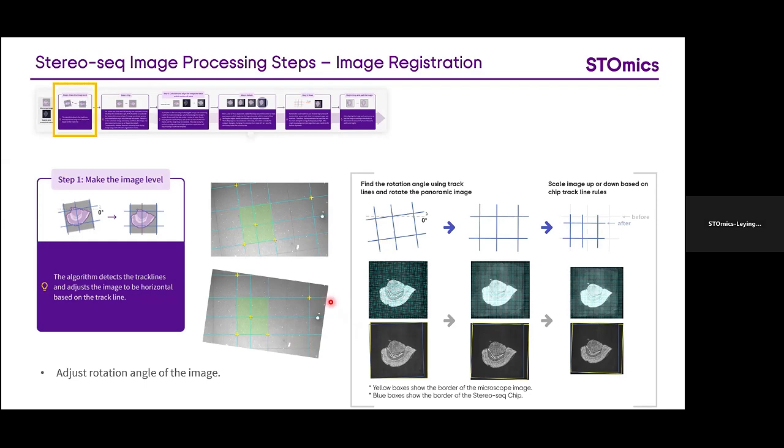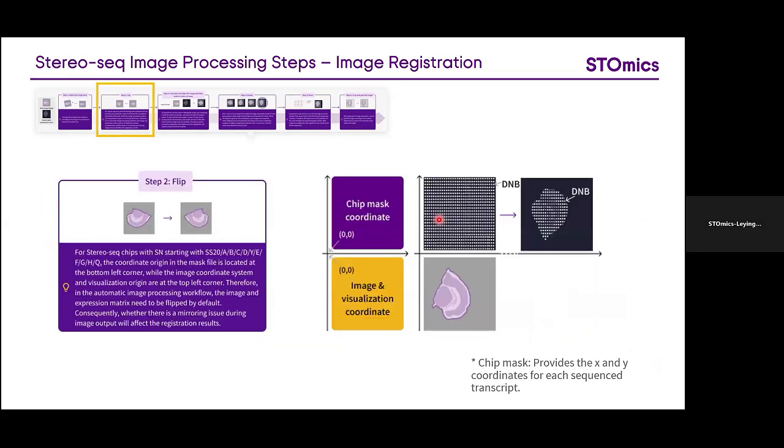The first step of image registration is to level the image by adjusting the rotation angle to align the track line horizontally. Then the image is scaled according to track line based rules derived from the Stereo-seq chip number. Here we have fixed the small angle rotation issue. After that, we move to the next step, which is the flip.